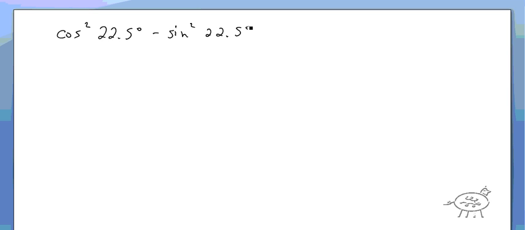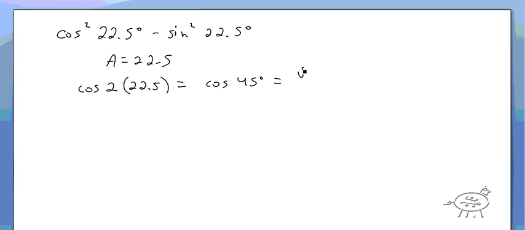Again, you should recognize this as a double angle for cosine: cosine squared of A minus sine squared of A. Once you do that, you ask yourself, what is A? A is 22.5, so this is cosine of 2 times A, which is cosine of 45 degrees, which is root 2 over 2. You couldn't have done this problem without double angle, because we don't know what cosine of 22.5 degrees is, but we do know cosine of 45.